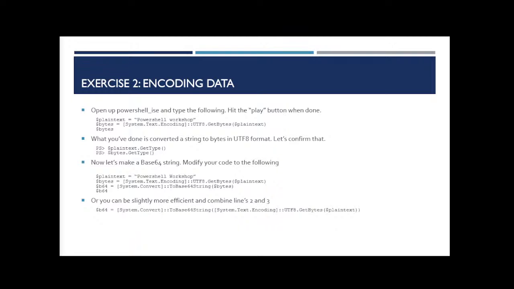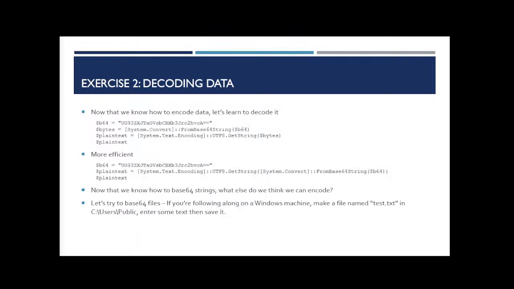Now, if we wanted to make a base64 string, we need to add an extra line of code. If we wanted to do a nice big one-liner, we could do that by embedding one function within the other function. This is a slightly more streamlined way of doing it. What we end up with is a base64 string that looks like what we have above. So this is base64 encoding for anybody who's not familiar with it.